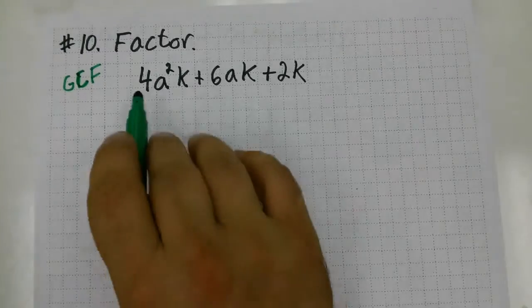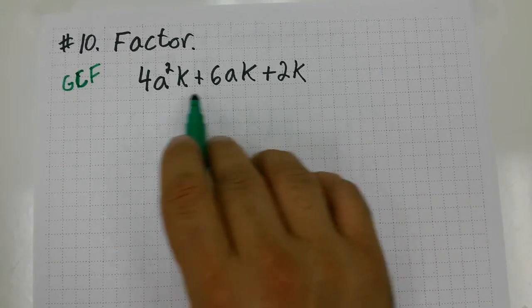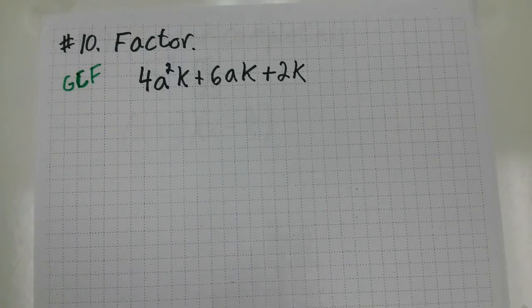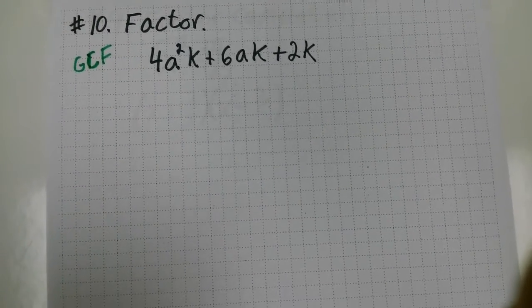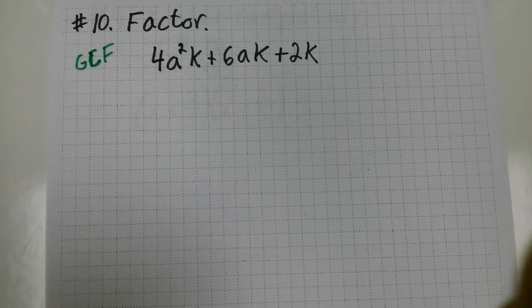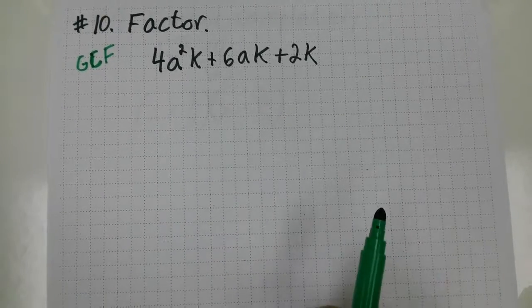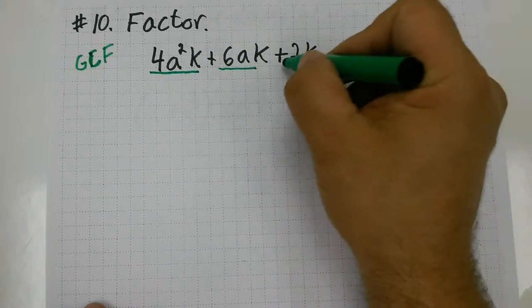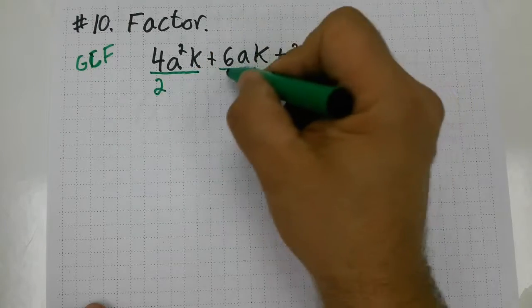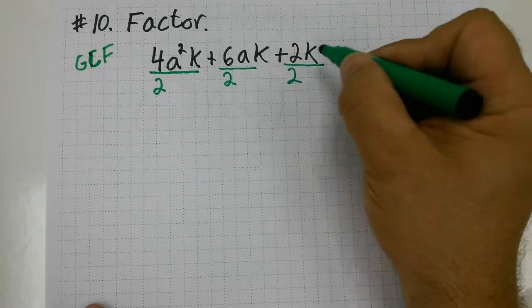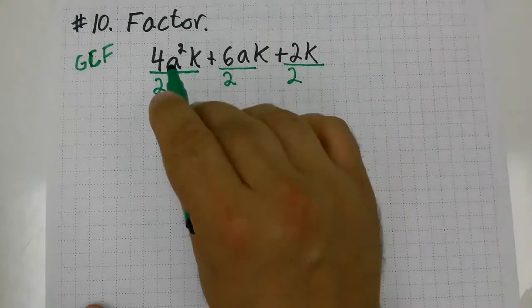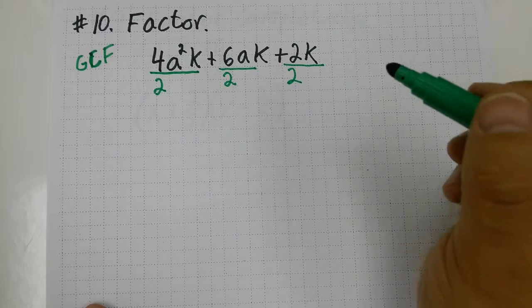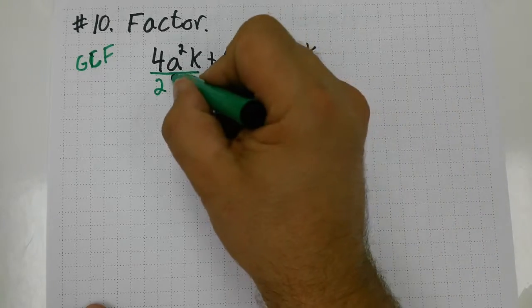trinomial. I usually look at the front number and the back letter, but that doesn't work in this case. 4 doesn't go evenly into each of those terms. So I have to figure out what goes evenly into the 4, 6, and 2. And the digit 2 goes into each of those evenly with no remainder or decimal. Now I have to figure out what letter goes evenly into all of these. Notice there's not an a in each of these terms, but there is a k. So I can pull a k out of each of these.